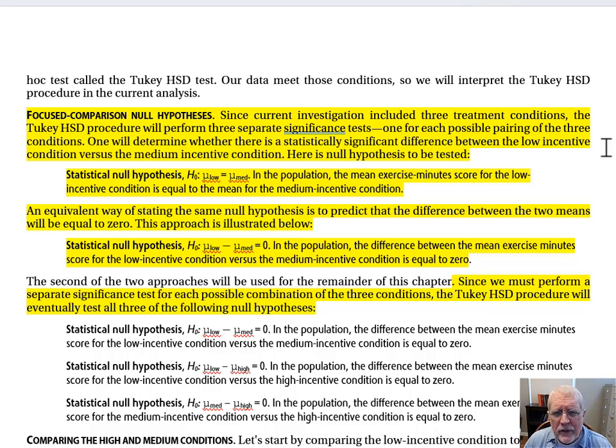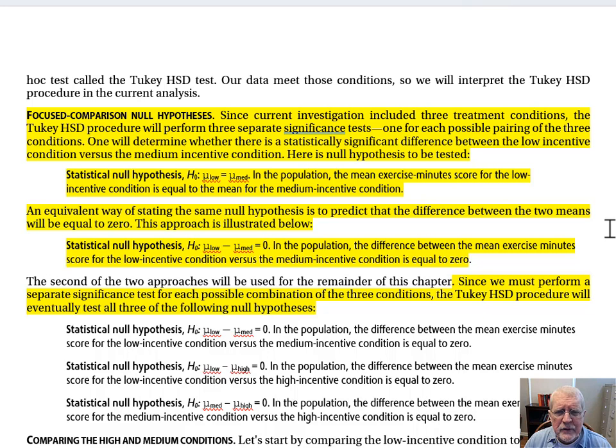One will determine whether there is a statistically significant difference between the low incentive condition versus the medium incentive condition. Here is the null hypothesis to be tested. Mu sub low is equal to mu sub medium. In the population, the mean exercise minute score for the low incentive condition is equal to the mean for the medium incentive condition. An equivalent way of stating the same null hypothesis is to predict that the difference between the 2 means will be equal to 0.